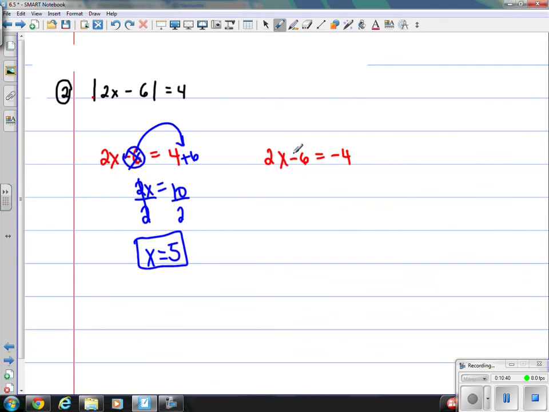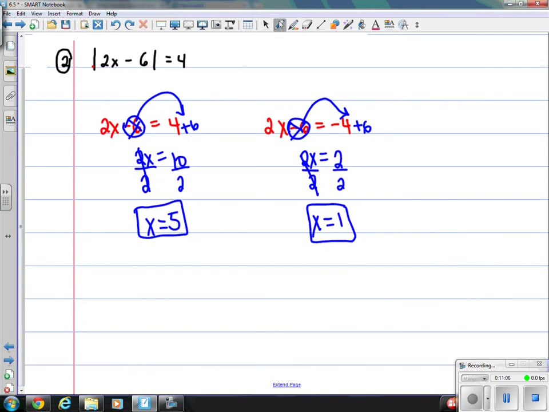Alright, so on case 2 we do the same thing. We're going to transpose our minus 6 and make him a plus 6. So he disappears from the left. I get 2x equals negative 4 plus 6 is positive 2. Last step to solve for x is divide both sides by 2. 2's cancel. X equals 1. Once again, for the check, because this is an equation, we go back up to the original.